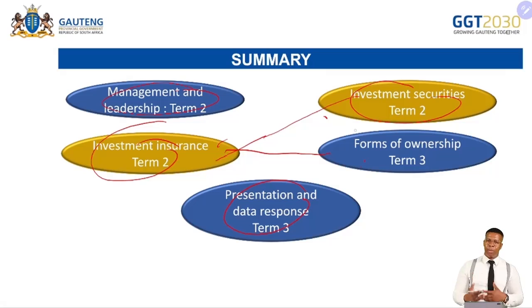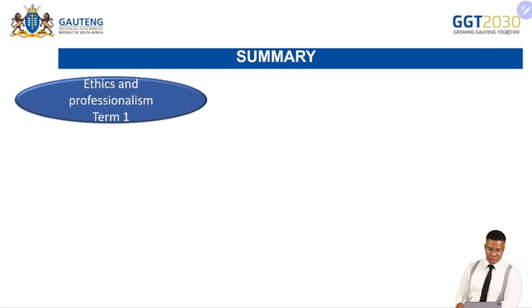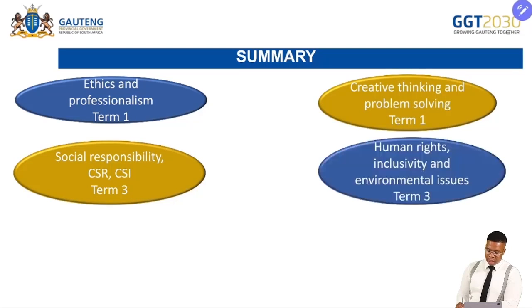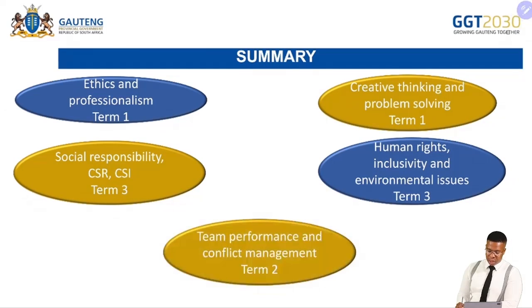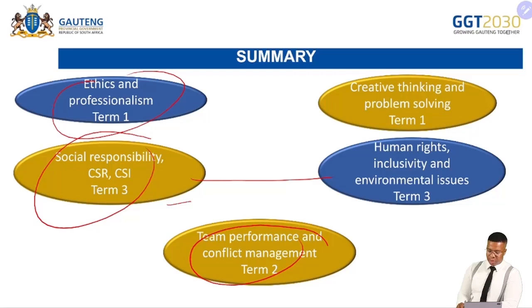So this was just to help you remember and be in a position to be able to identify the correct concepts when you're looking into section B. Ethics and professionalism, you should also know that in your business role. Creative thinking and problem solving, and social responsibility together with human rights, inclusivity, and environmental issues, and team performance, conflict management. So looking into those as well, this can be an essay. Social responsibility can be an essay combined maybe with your human rights and inclusivity, and then with a total now team performance and conflict management. So it makes everything to be important. So it's a matter of you deciding on which aspect you're going to focus on.